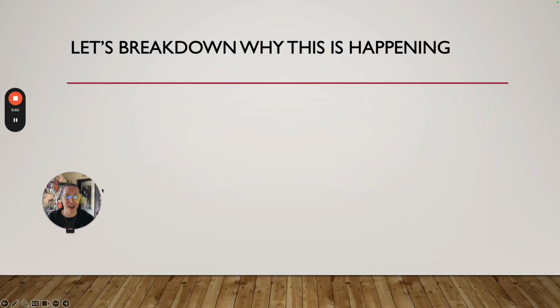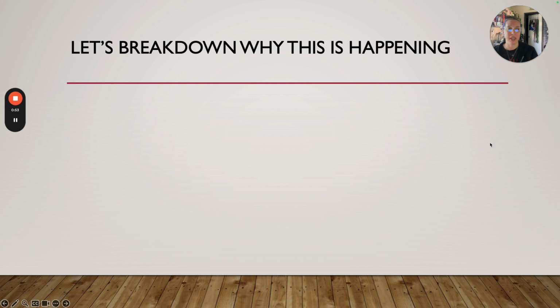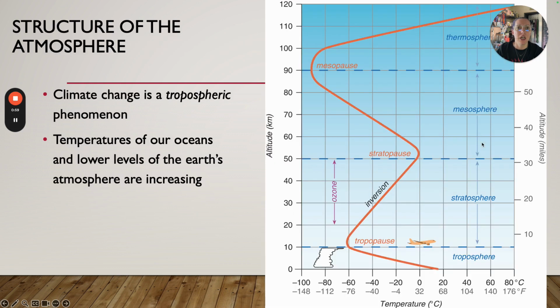Okay, so let's break down why this is all happening, and essentially the purposes of the greenhouse effect. Reminding ourselves about the structure of the atmosphere, this is not the first time we've seen this graphic, but I really want to emphasize that climate change is a tropospheric phenomenon. So what is happening down here in the troposphere? Not what's happening in the stratosphere, mesosphere, thermosphere, or any of our other spheres. We're concentrating solely on the troposphere. And we know that the temperatures of our oceans and lower levels of the Earth's atmosphere are increasing. I'll show evidence of that here in a bit.